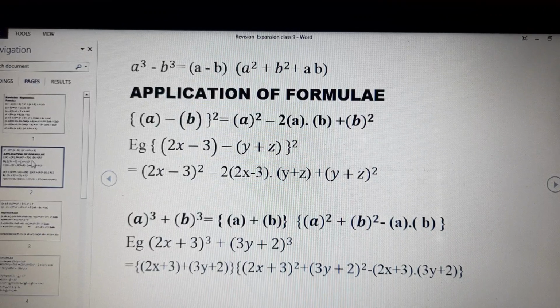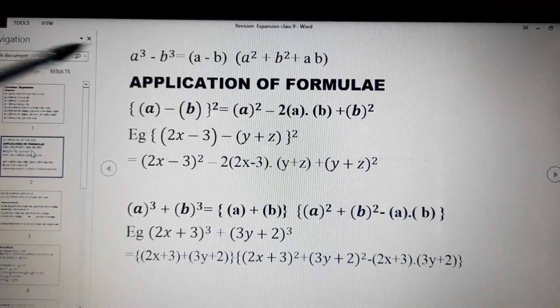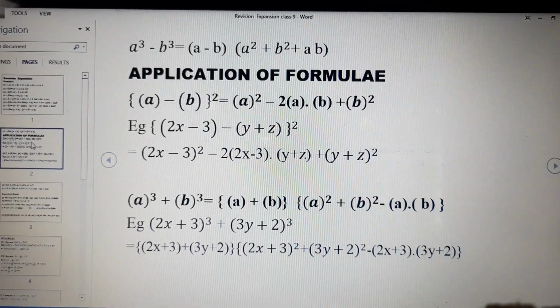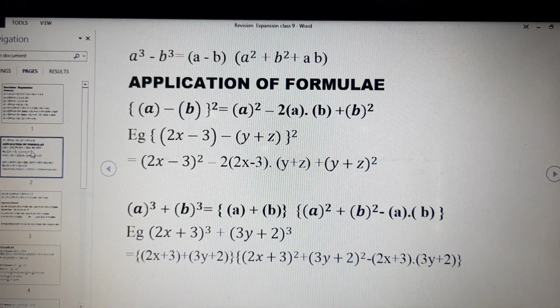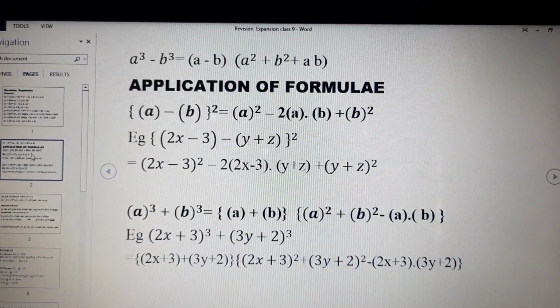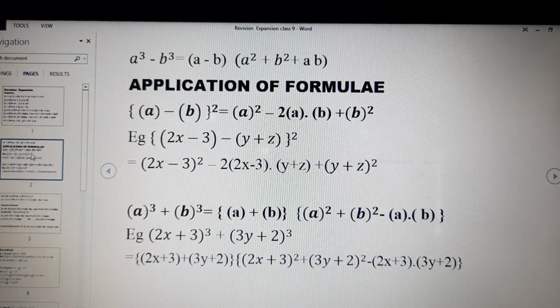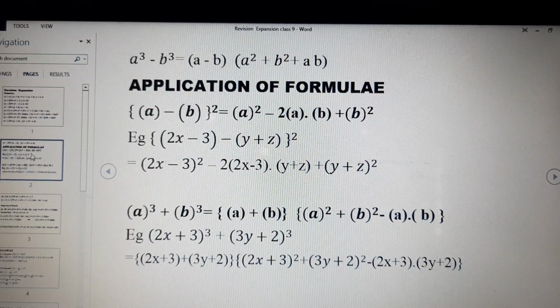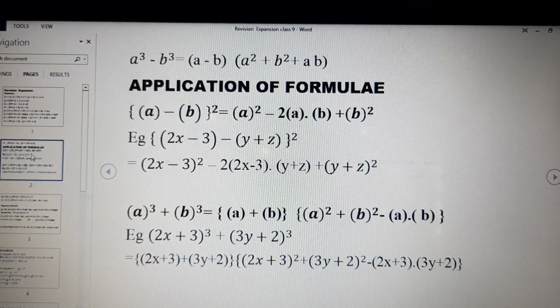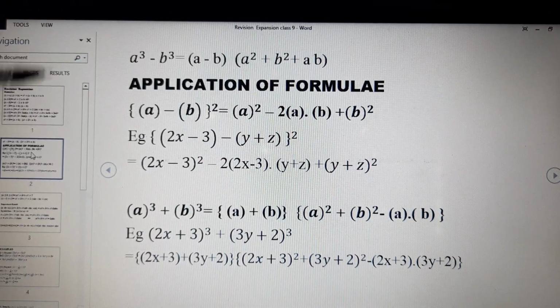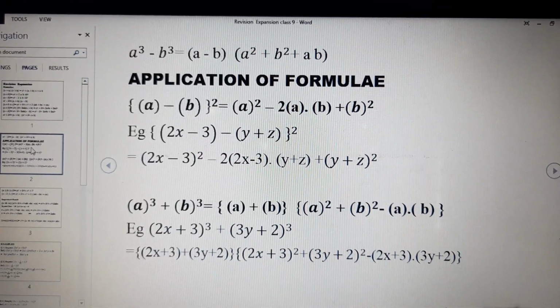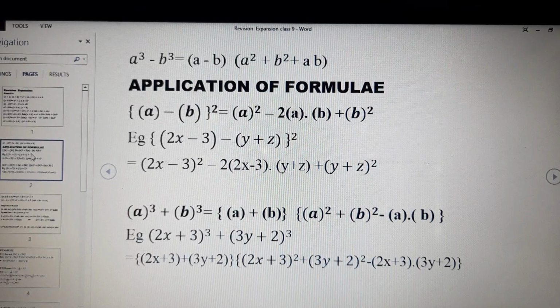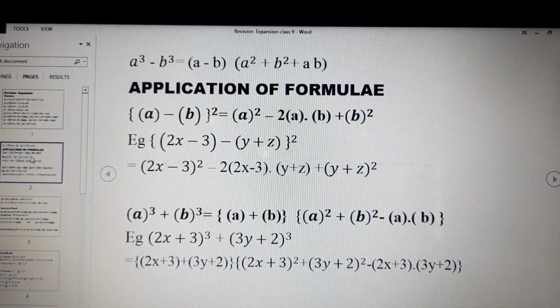As I have already told you, a is not always a single variable. A is not always a monomial. Sometimes it is a binomial, or if it is a monomial, it can be something like 2x square y. 2x square y whole cube minus 3y whole cube. Are you getting it? So you have to understand that it will not always be a single variable or single constant. Are you getting it?